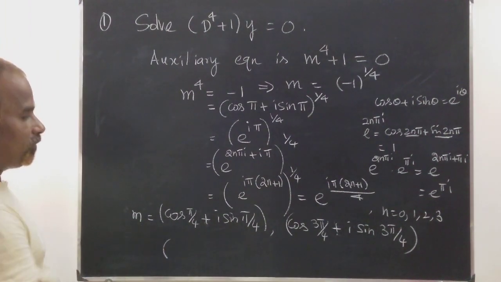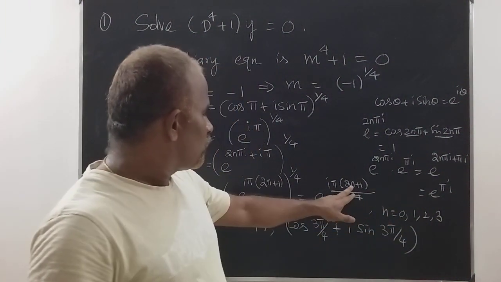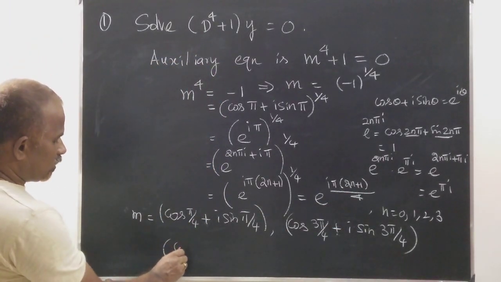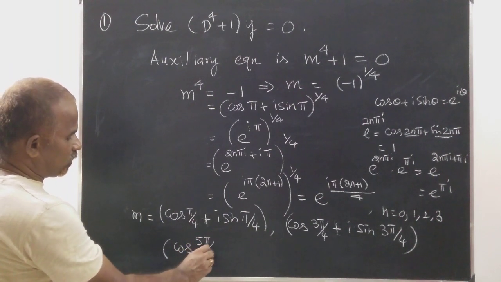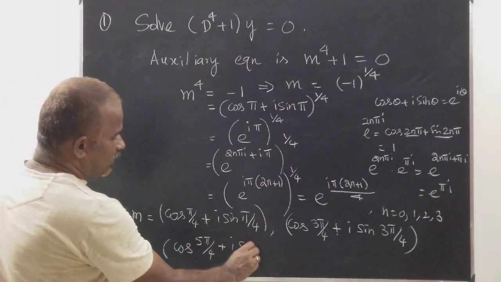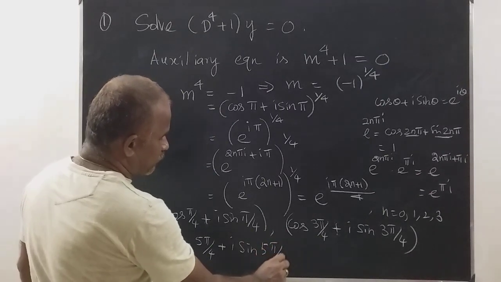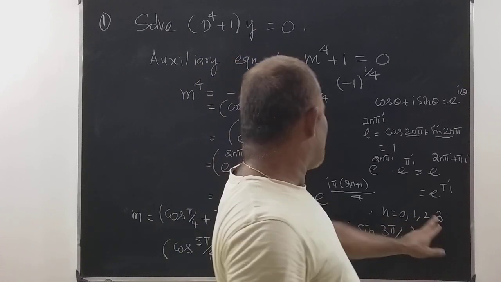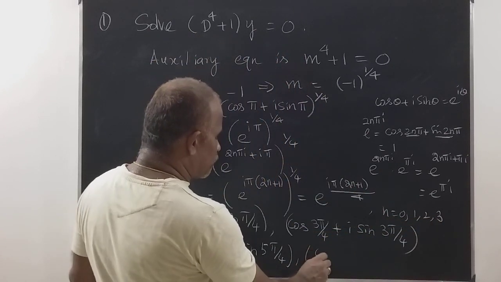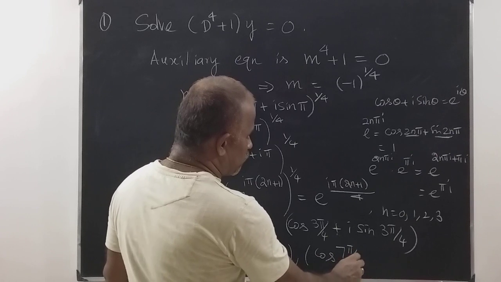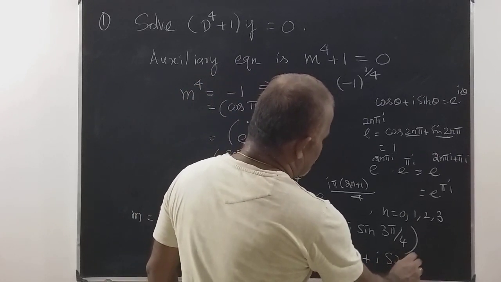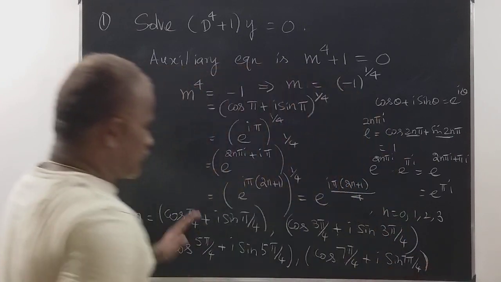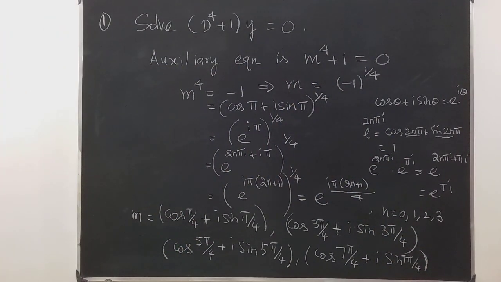And if n = 2, we get 5 pi by 4, so cos 5 pi/4 + i sin 5 pi/4. And if n = 3, 6 plus 1 is 7, so cos 7 pi/4 + i sin 7 pi/4. So there are 4 roots. Clear?